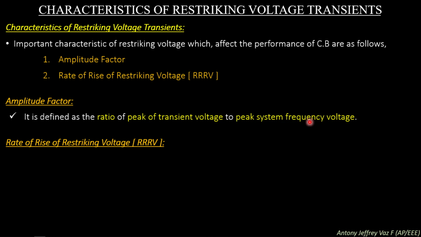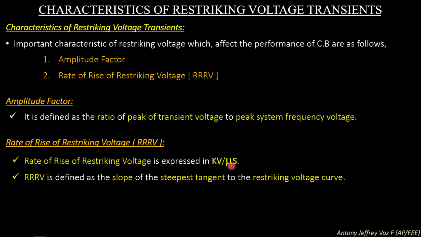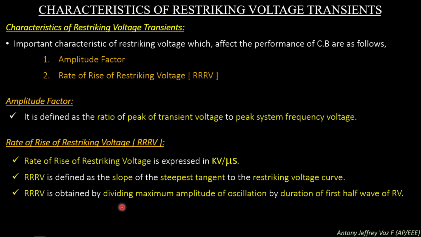Rate of rise of restriking voltage, which is represented as RRRV. Rate of rise of restriking voltage is expressed in kilovolt per microsecond. RRRV is defined as the slope of the steepest tangent to the restriking voltage curve. RRRV is obtained by dividing maximum amplitude of oscillation by duration of the first half cycle or half wave of the recovery voltage.